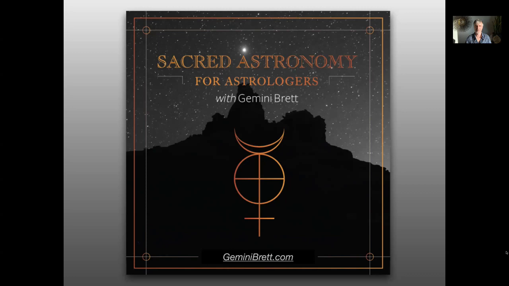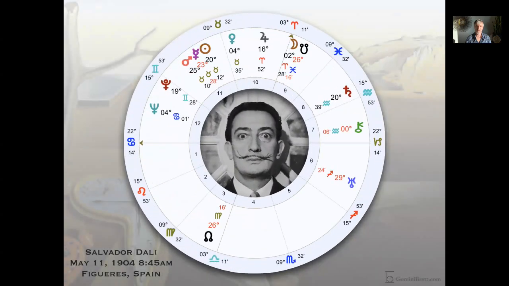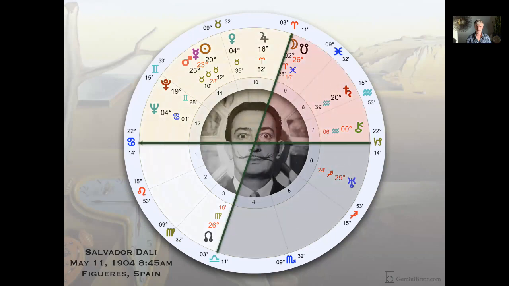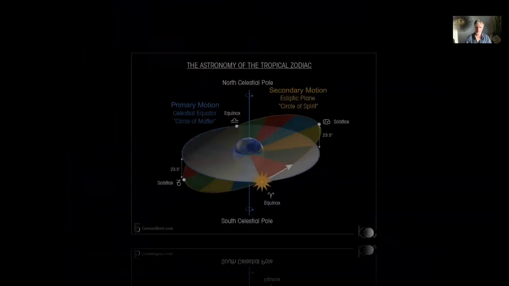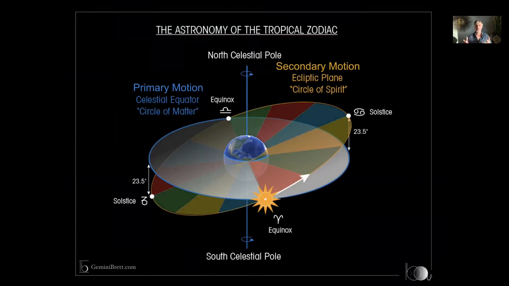University. In part two, we began to ask this question of why the quadrants of a chart are so often unequal. Like here in Dali's chart, why is the meridian, the vertical line, not vertical at all, but rather leaning towards the right, leaning towards the descendant? And the answer is rooted in something we explored in part one, which is the truth that there are northern and southern signs of the zodiac.